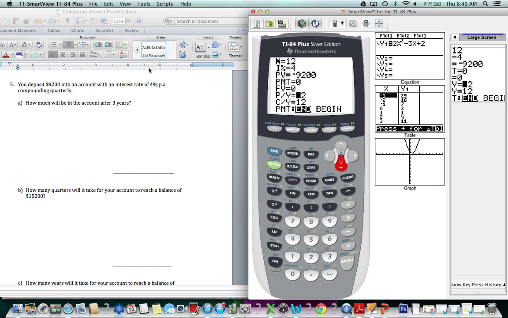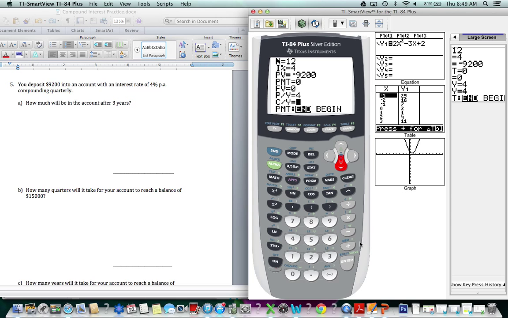So we put 0 there for future value, and for our PY and CY, since it's compounding quarterly, we're going to put 4. Compounding quarterly, 4. So that is our K value from the formula. So since it's compounding quarterly, we put 4. If it was monthly, we would put 12. And if it was yearly, we'd put 1.